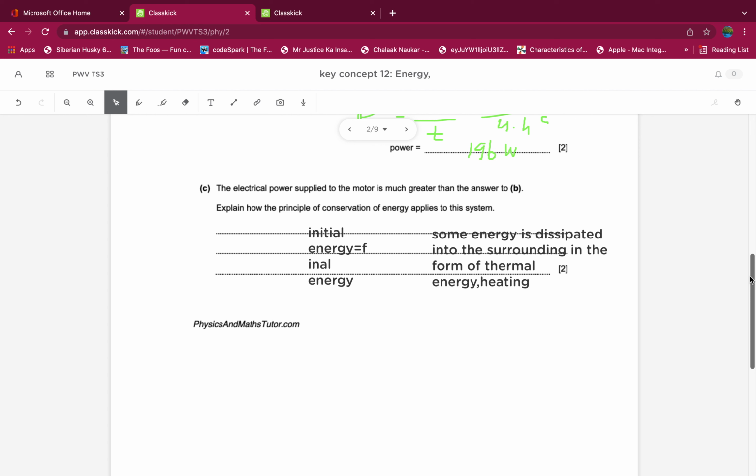Electrical power supplied to the motor. Explain how the principle of conservation of energy is applied to this system. If the initial energy equals the final energy, it's okay. It's also okay here, because some energy is used as useful output, but the other is wasted. So this principle is also applicable here. Thank you so much.